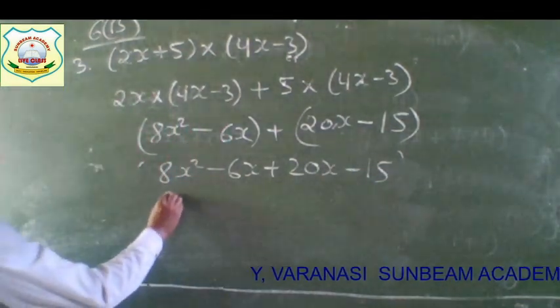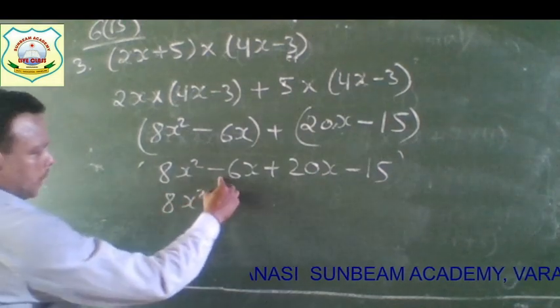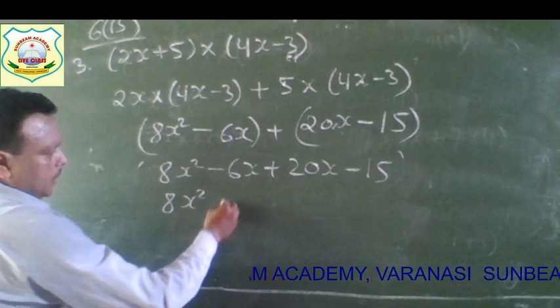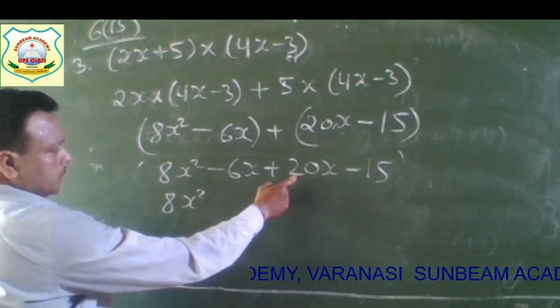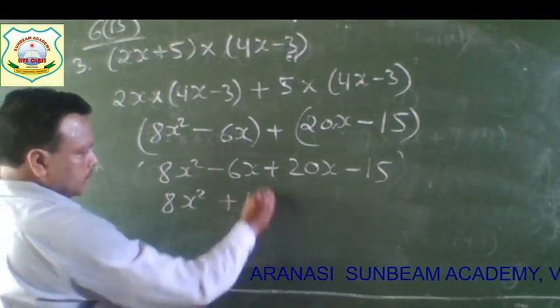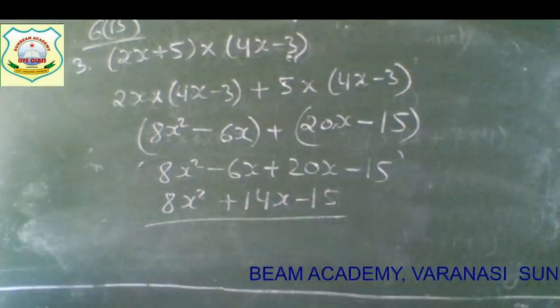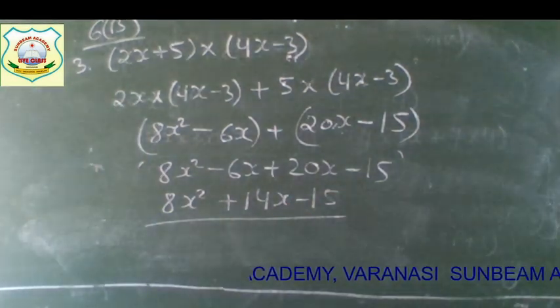8x square has no like terms. Then minus and plus: 20 minus 6 is 14, and it will come with a plus sign because the plus is greater, so plus 14x minus 15. It will be your answer. Students, note it down.